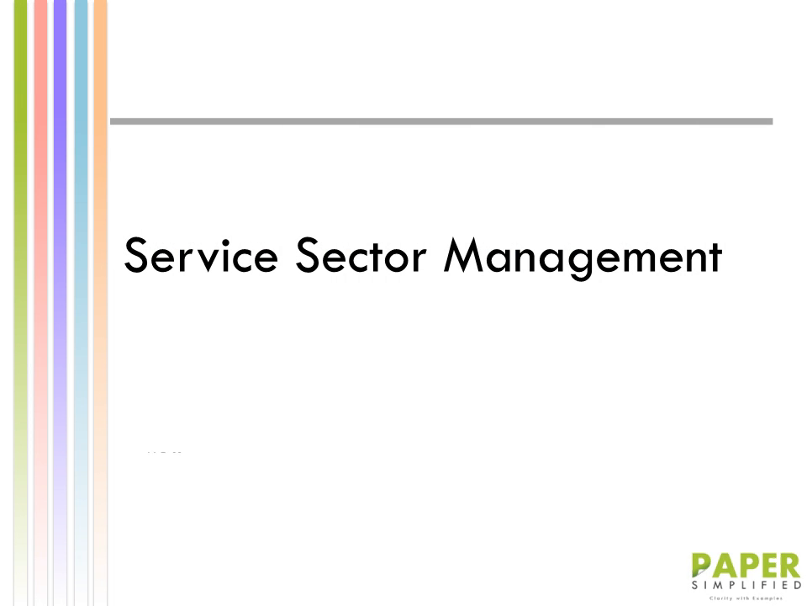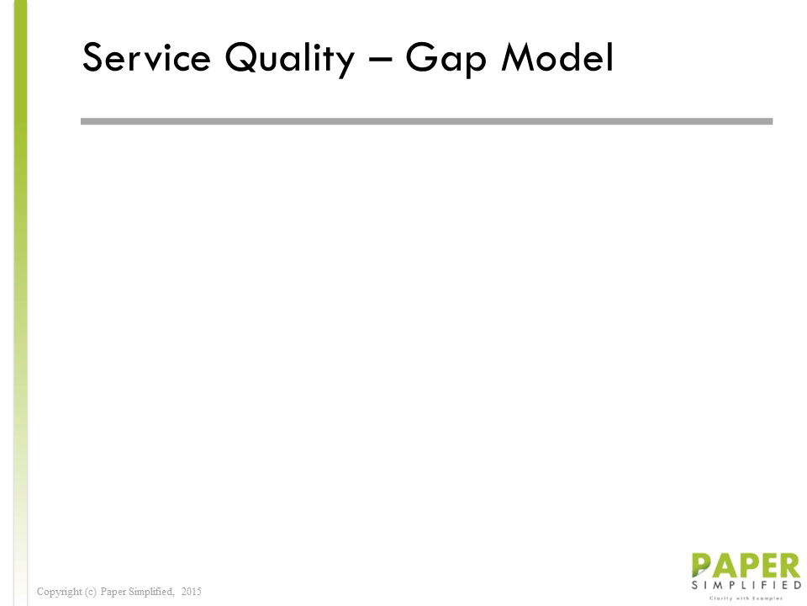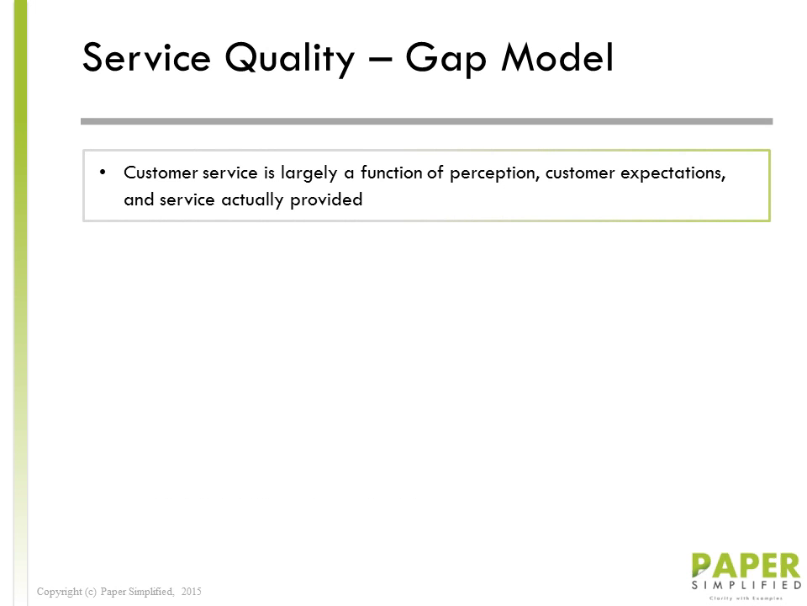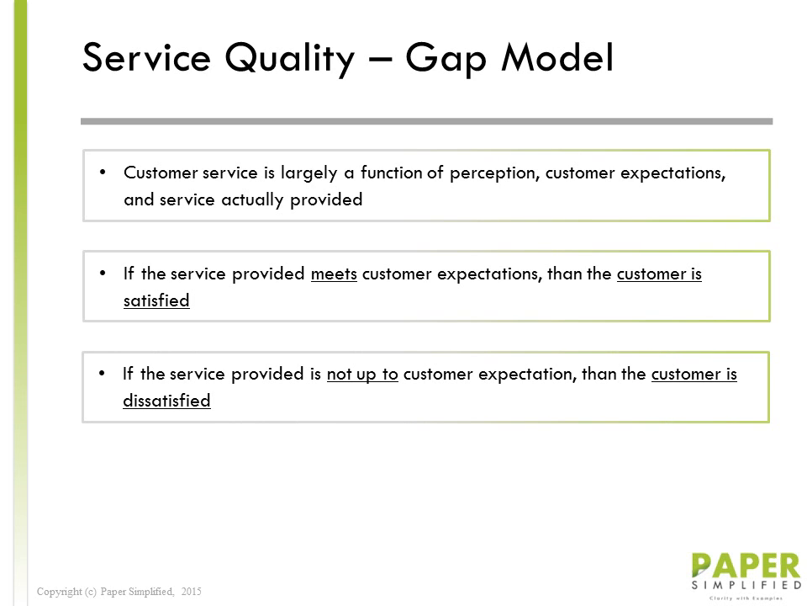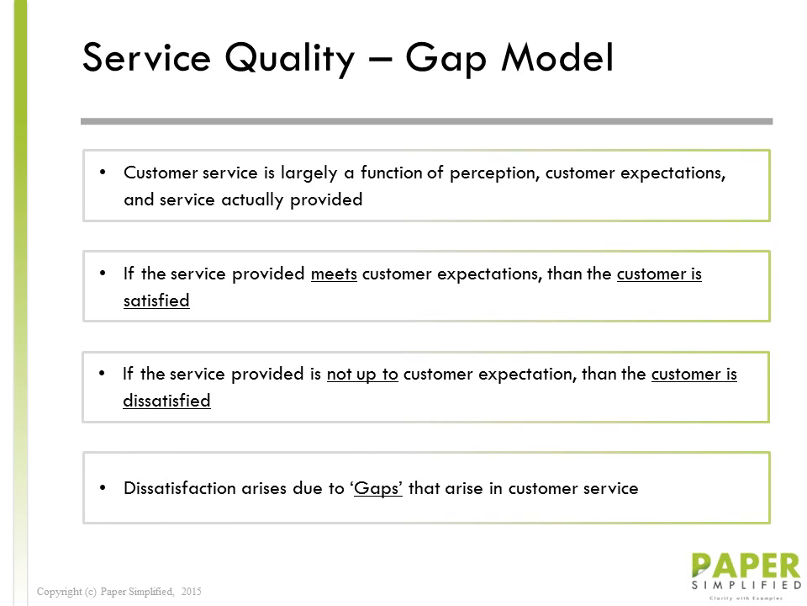In our last video for this semester, we will simplify the concept of the service quality gap model for you. Customer service is largely a function of perception, customer expectations, and service actually provided. If the service provided meets customer expectations, then the customer is satisfied. If the service provided is not up to customer expectation, then the customer is dissatisfied. Dissatisfaction arises due to gaps that arise in customer service. Thus, the gap model helps you identify these service gaps.